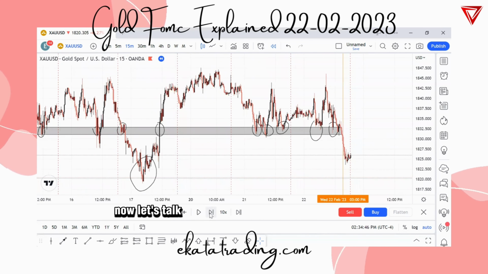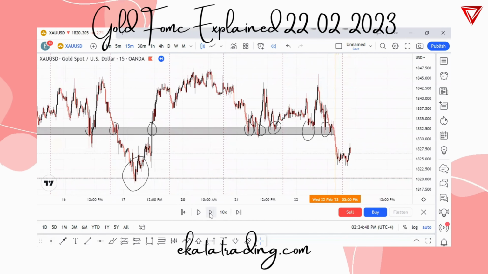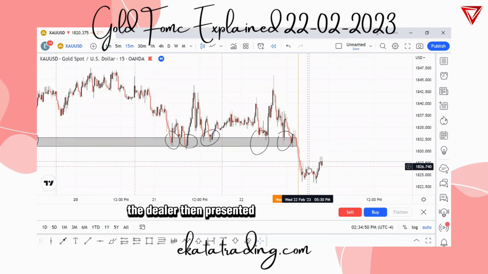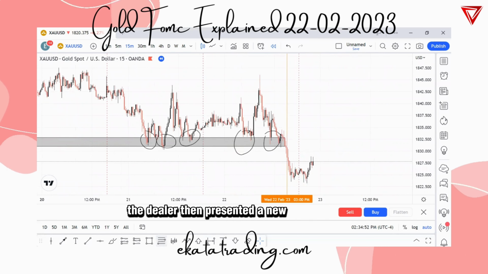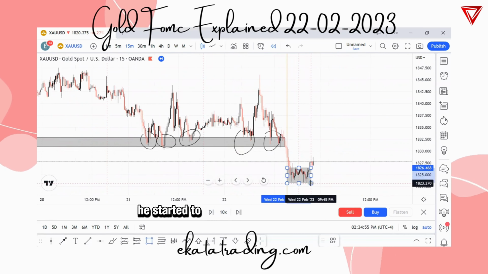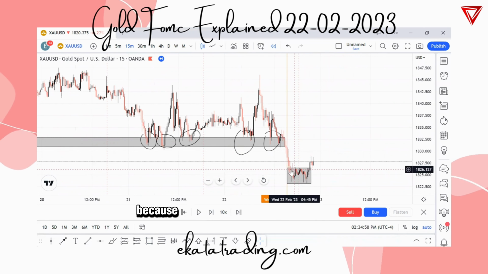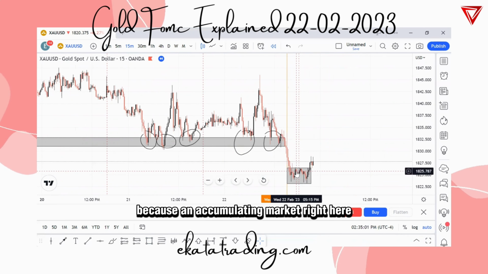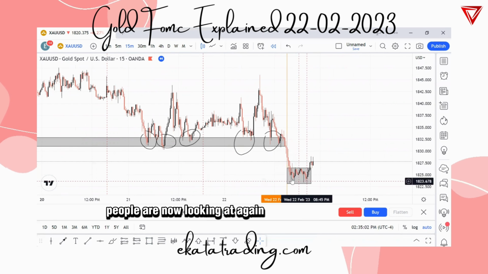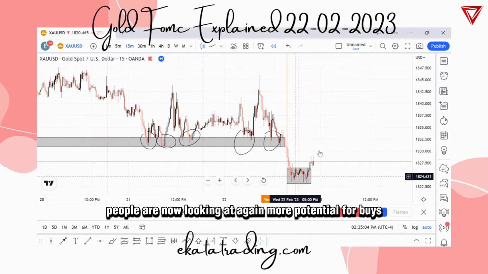Now, let's talk about something even more interesting. The dealer then presented a new possible setup. He started to accumulate the market right here. Why is this significant? Because in accumulating the market right here, people are now looking at, again, more potential for buys.